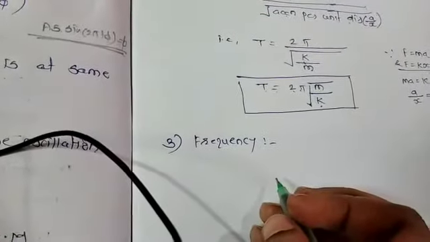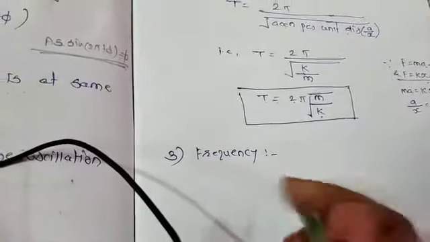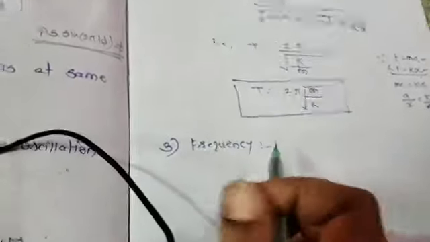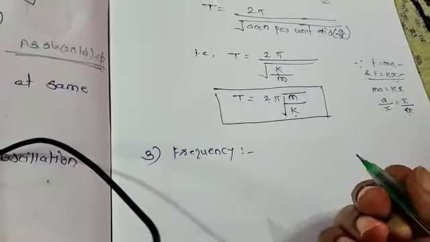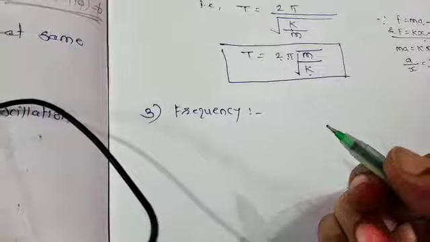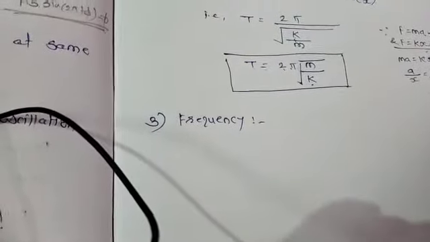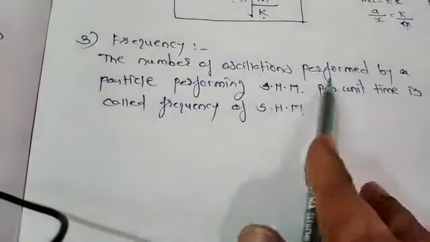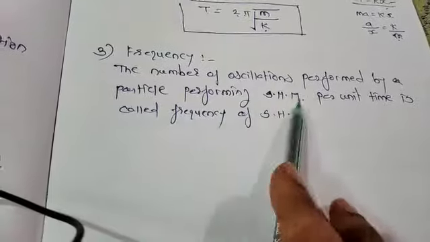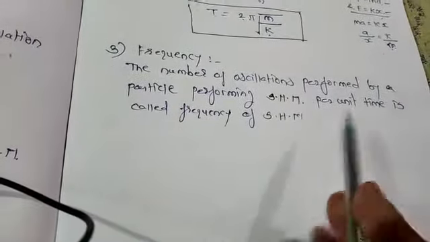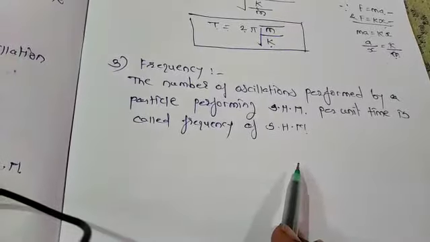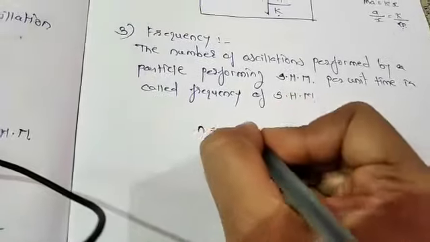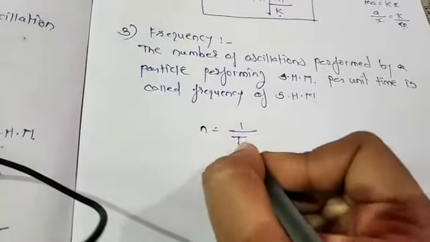The number of oscillations performed by a particle performing SHM per unit time is called the frequency. The reverse of the period is nothing but the frequency; the frequency and the period are reciprocals of each other. So here is the definition. In unit time, it performs 1 by T oscillations. So n is equal to 1 by T.